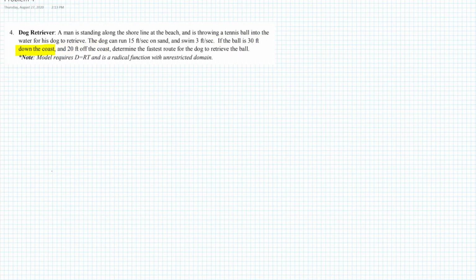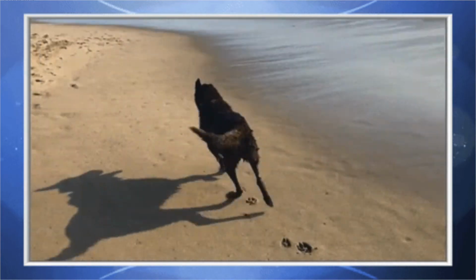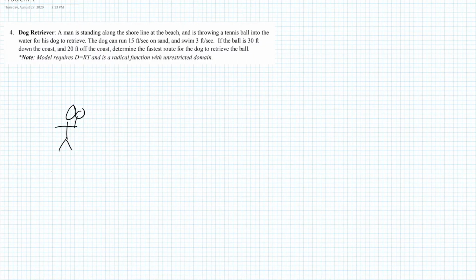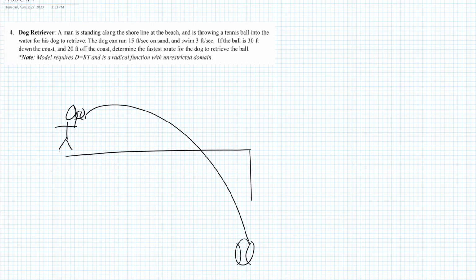This question is obviously very important because if you were a dog, you wouldn't just waste time going through the water. You would probably calculate what the optimal path to the ball would be. So here we have the guy. He's throwing the ball. The ball ends up in here. And actually, let's make the shoreline here. This may not be drawn exactly to scale, but the path horizontally is 30 feet and vertically is going to be 20 feet.